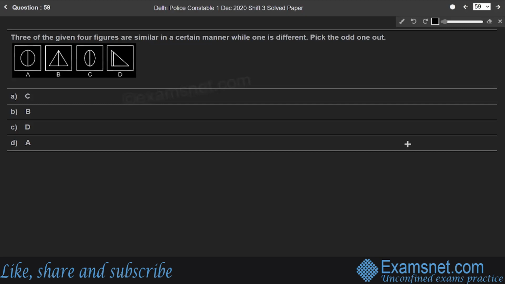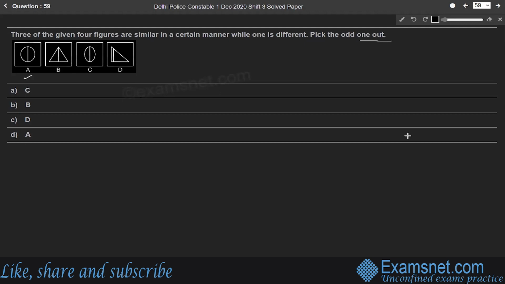Question 59. Three of the given four figures are similar in a certain manner while one is different. Pick the odd one out. So here figures A, B, C, D are given. So in figure A, the inside line divides the figure into two equal halves. So here the left half and right half, right? So in figure B also, the inside line divides the triangle into two equal parts, right? Whereas figure C also, in which oval shape, the inside line divides the shape into two equal parts.